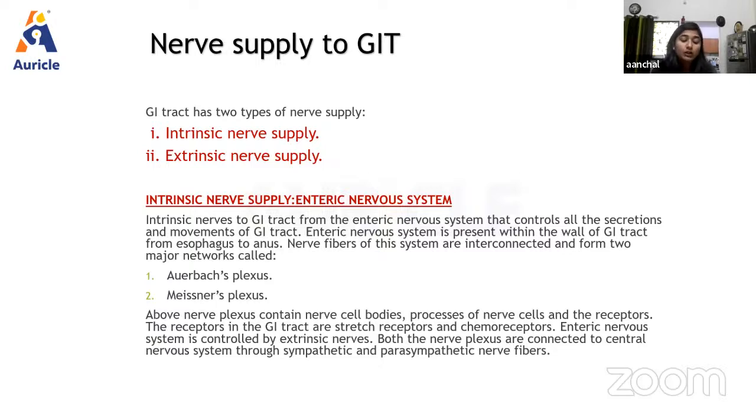Now, both the plexuses are interconnected and are controlled by extrinsic nerve control by both sympathetic and parasympathetic. We know that parasympathetic always increases secretions and motility, whereas sympathetic always decreases them.